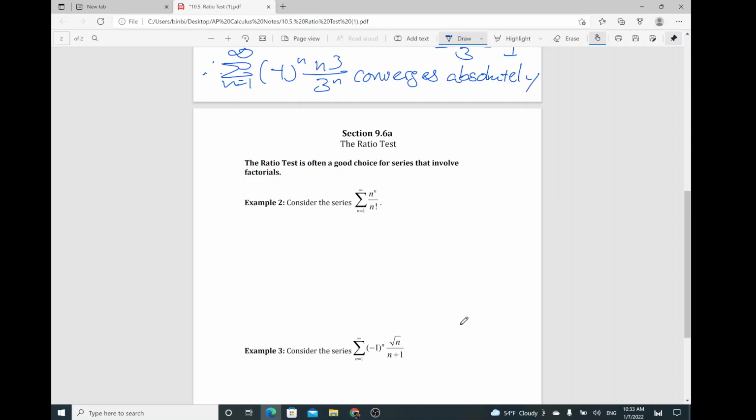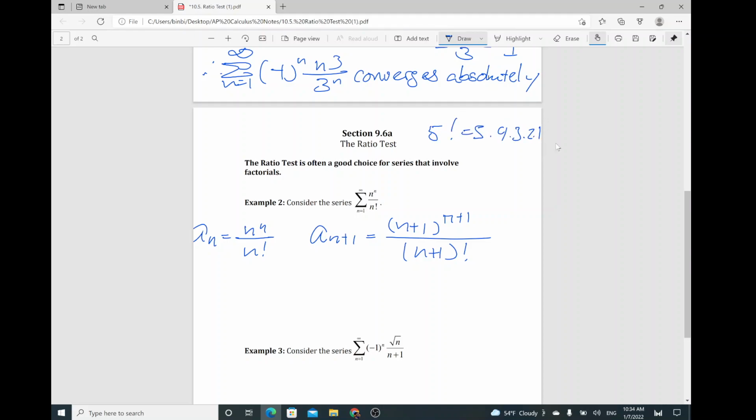divergent, or it's inconclusive. Okay, so started with a sub n equals n to the power of n over n factorial. And then a sub n plus 1, so then that'll be n plus 1 to the power of n plus 1, and then all over n plus 1 quantity factorial. Okay, so one thing that you might be noticing here, with the factorial, 5 factorial is like 5 times 4 times 3 times 2 times 1, for those people who just need some refresher with the factorial.